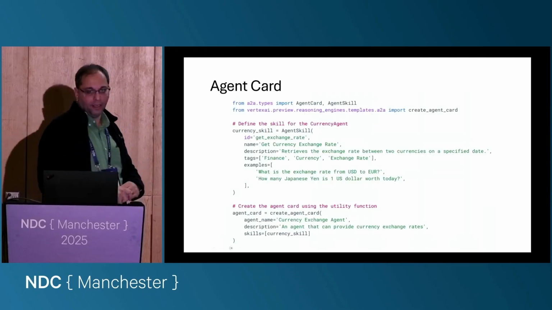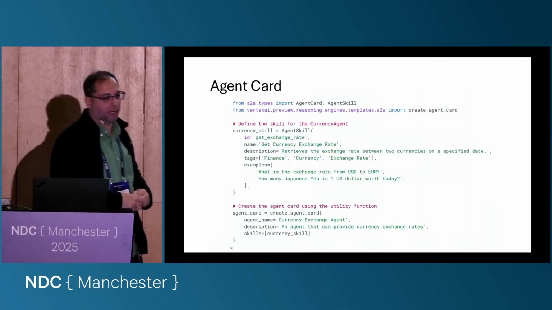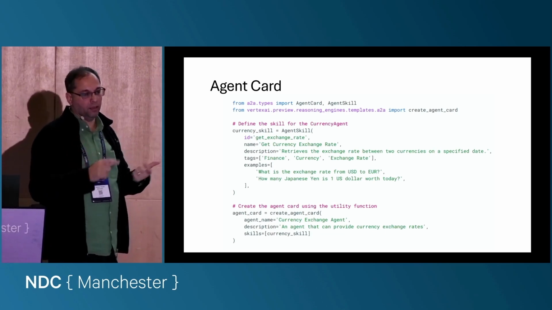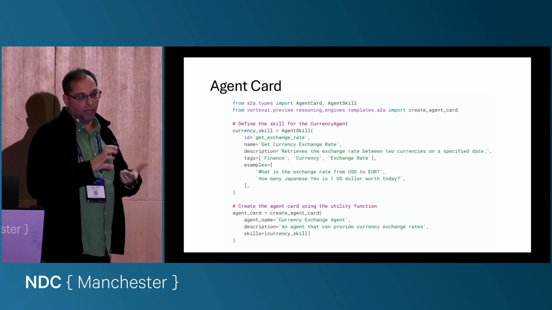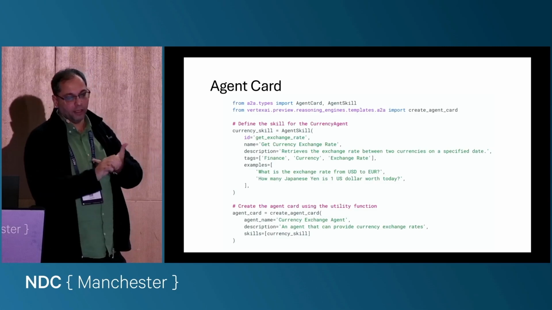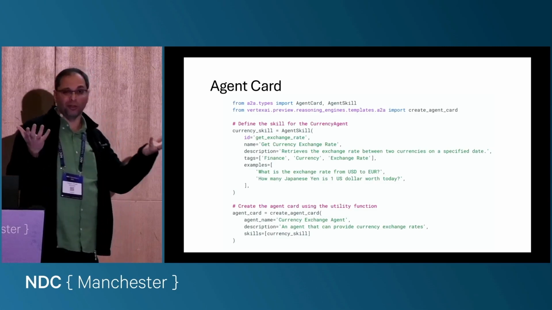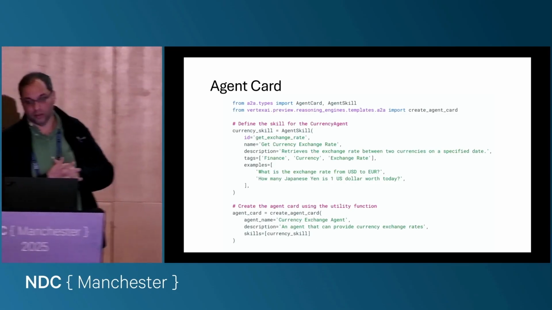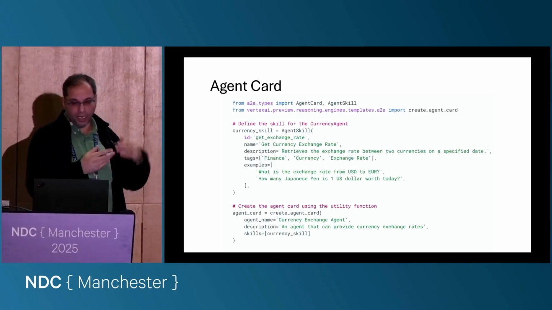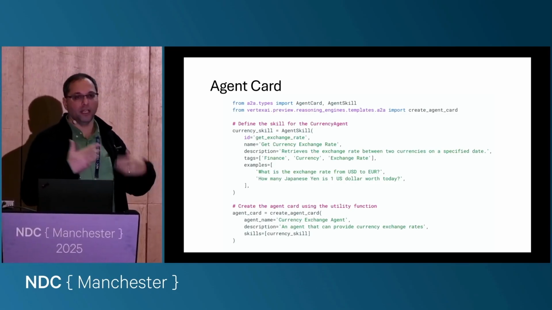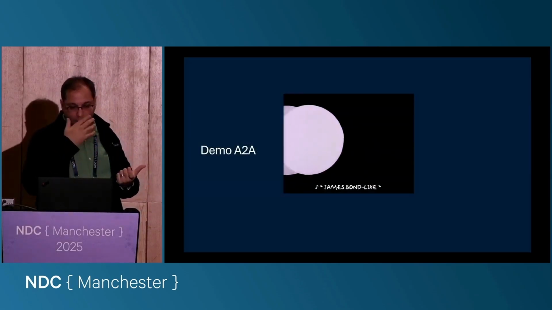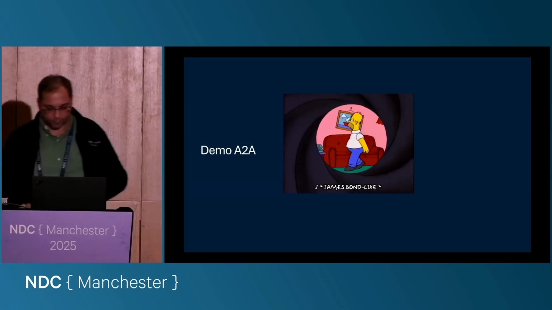So, again, here's an example of it. For example, say I have an A2A agent that is currency exchange. Here's my skill: I could get exchange rates. What are the tags and what are the examples? What is the exchange rate from USD to euros or to pounds? How much is Japanese yen worth in US dollars today? So again, you would just build these kinds of agents that you could potentially call to actually find out the information that you want. So let's do a demo of A2A.